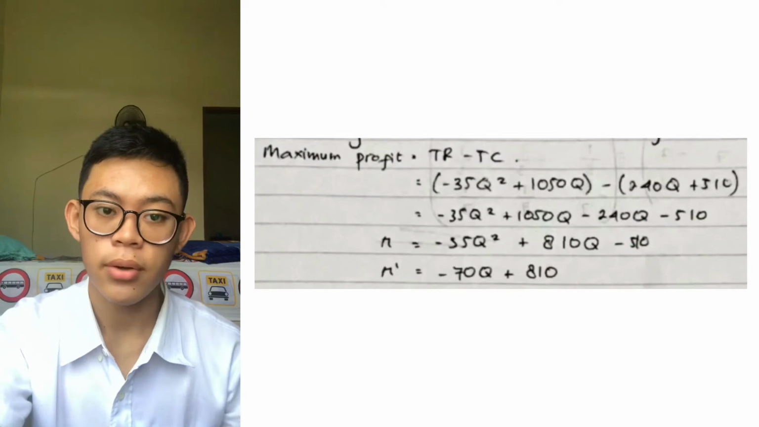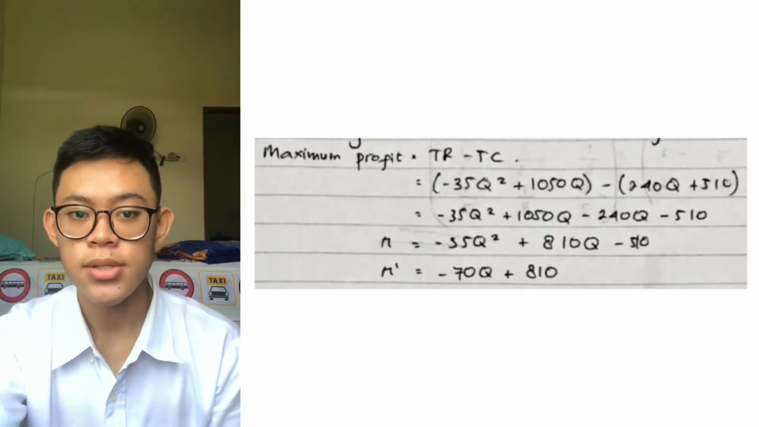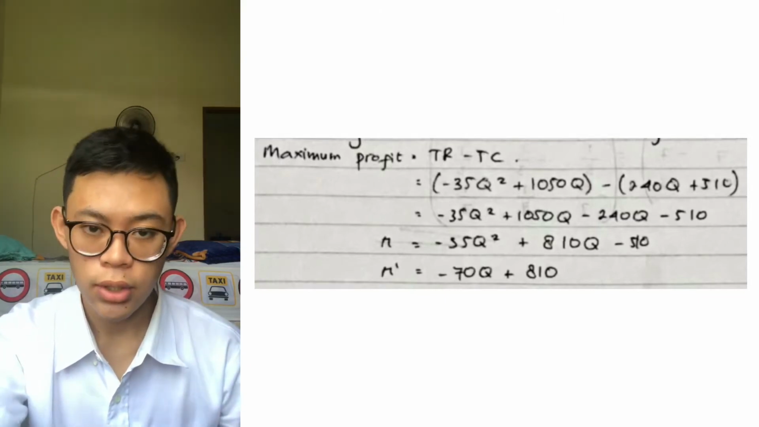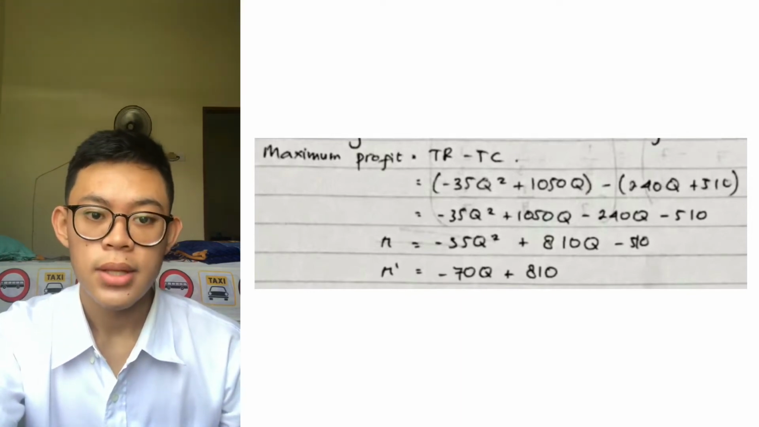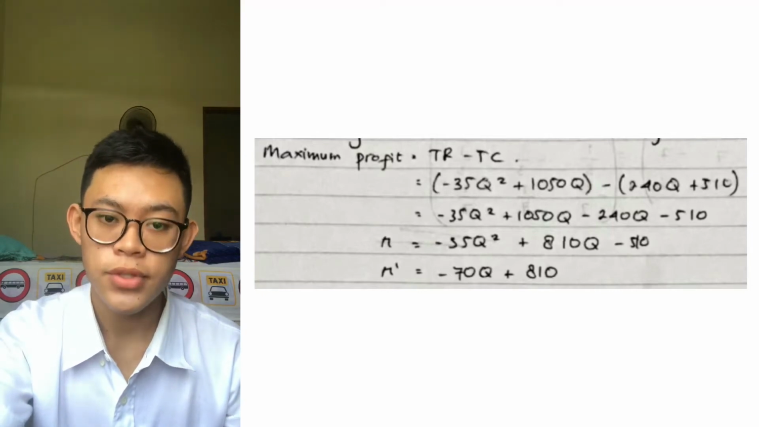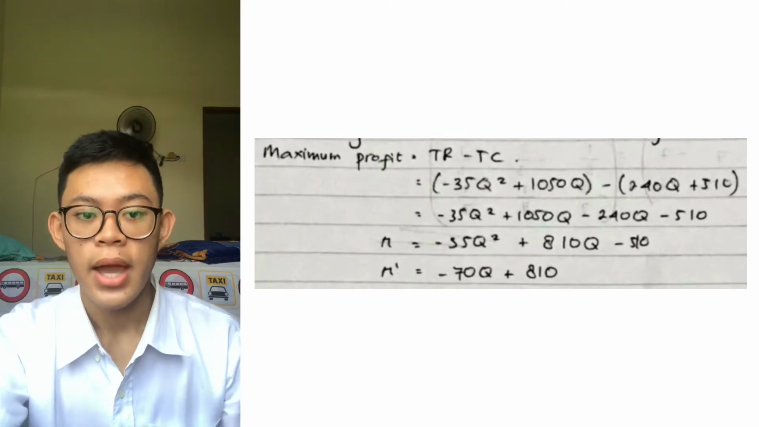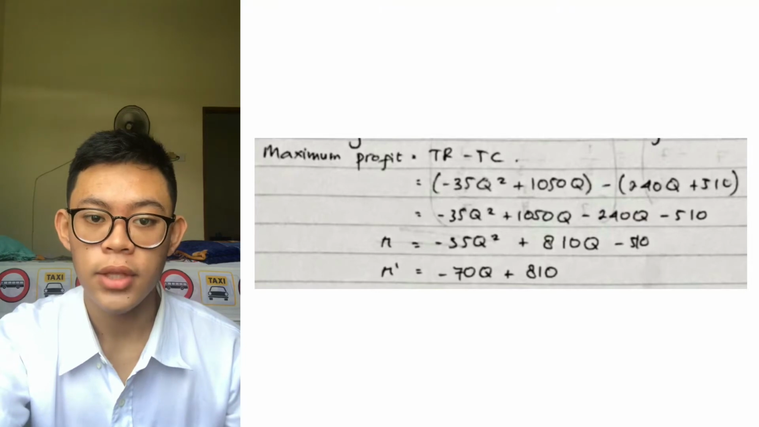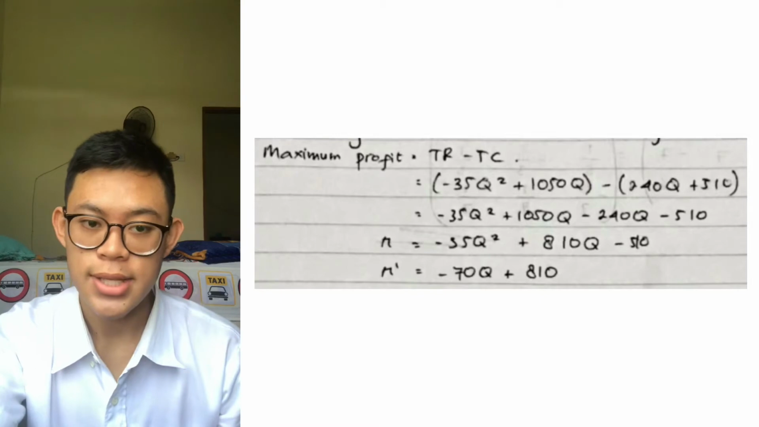The formula to get the maximum profit is to subtract the total cost from the total revenue, TR minus TC. So we add the numbers to the formula: negative 35Q to the power of 2 plus 1050Q, minus 240Q plus 510. That becomes negative 35Q to the power of 2 plus 1050Q minus 240Q minus 510, and the result is called pi. So pi equals negative 35Q to the power of 2 plus 810Q minus 510.